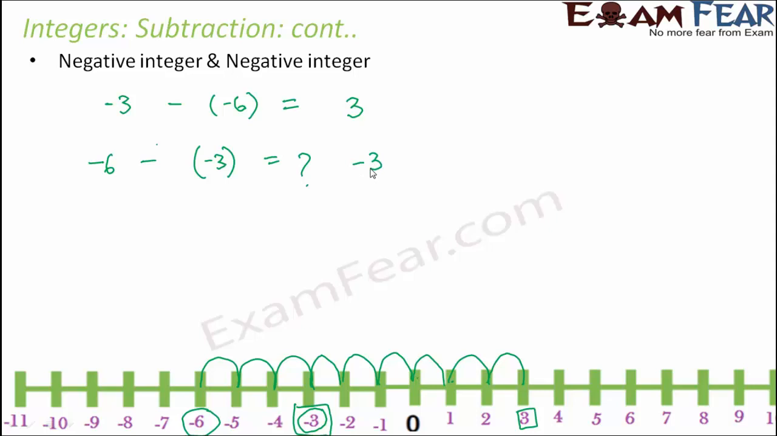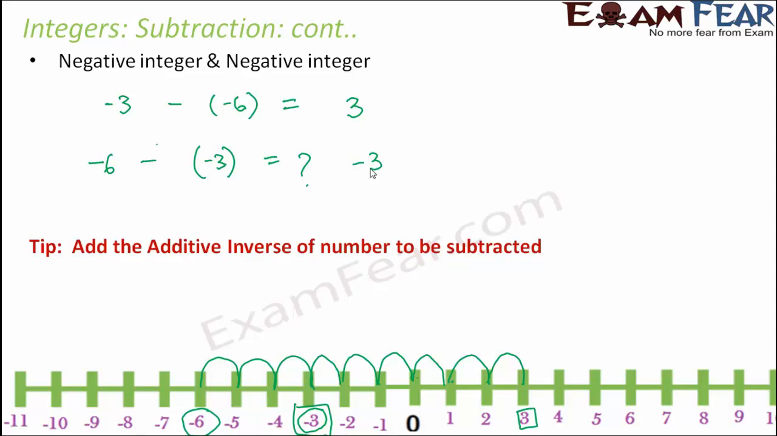Now what would be the tip in this case? So this is how we have solved it using number line. So what would be that small tip to solve these quickly? We have to add the additive inverse of the number to be subtracted. So the same thing.